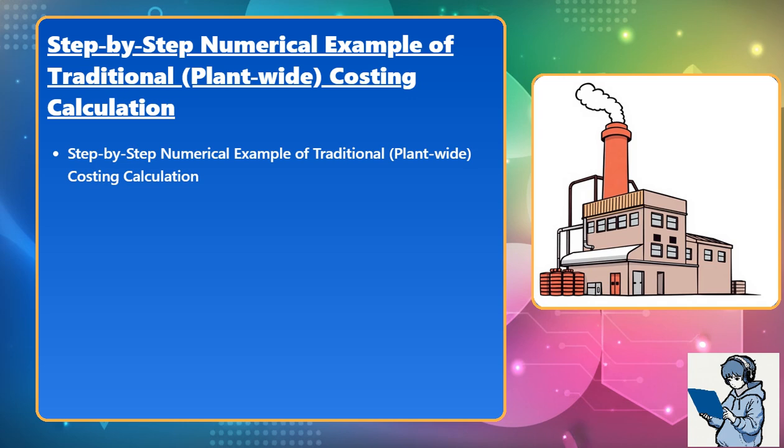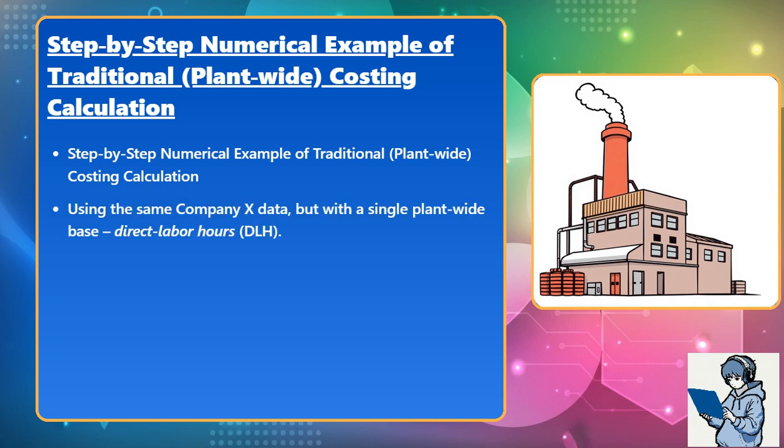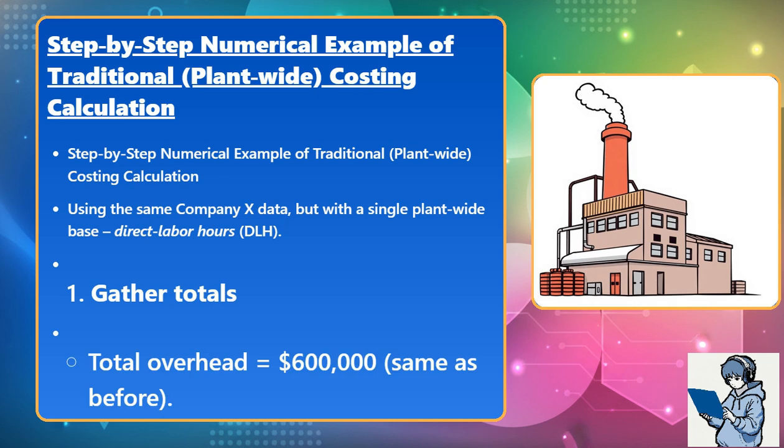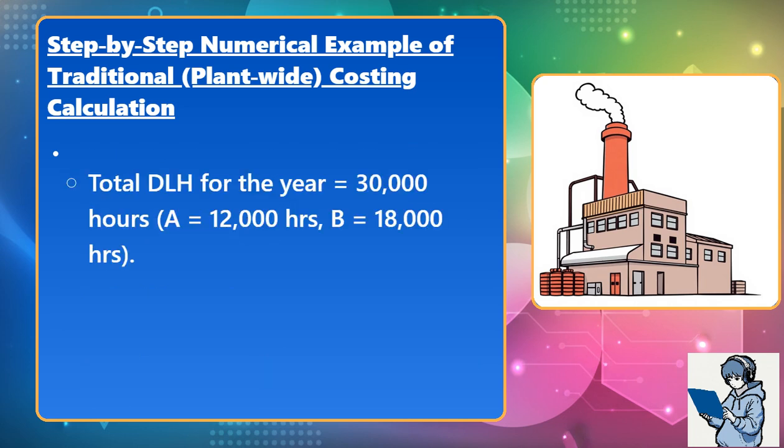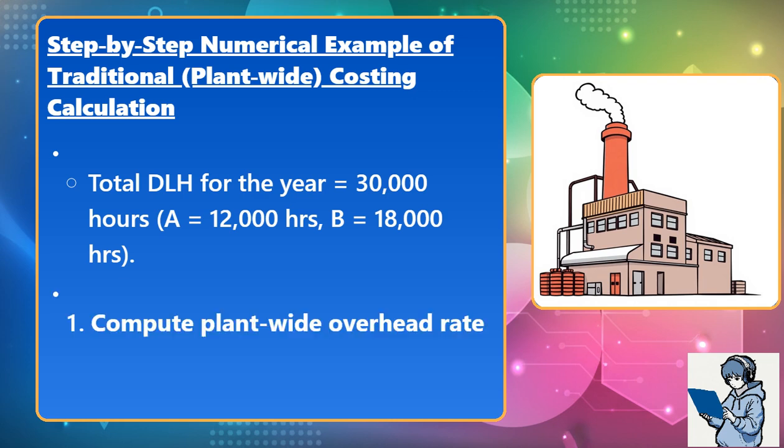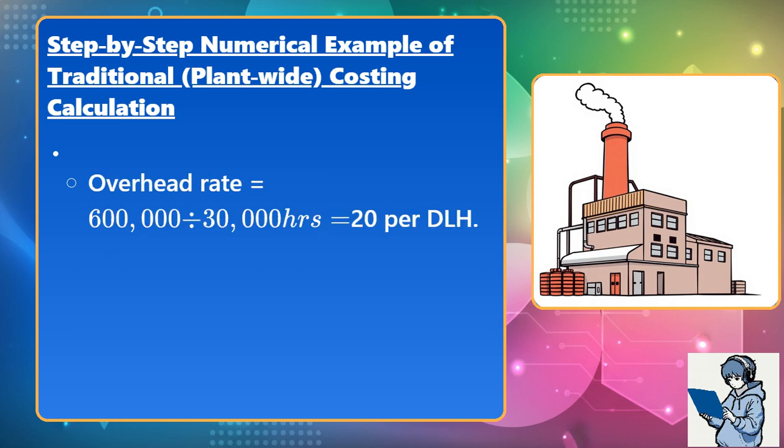Step-by-step numerical example of traditional plant-wide costing calculation. Using the same company X data but with a single plant-wide base, direct labor hours. 1. Gather totals. Total overhead equals $600,000, same as before. Total direct labor hours for the year equals 30,000 hours. A equals 12,000 hours, B equals 18,000 hours. 2. Compute plant-wide overhead rate. Overhead rate equals $600,000 divided by 30,000 hours, which is $20 per direct labor hour.